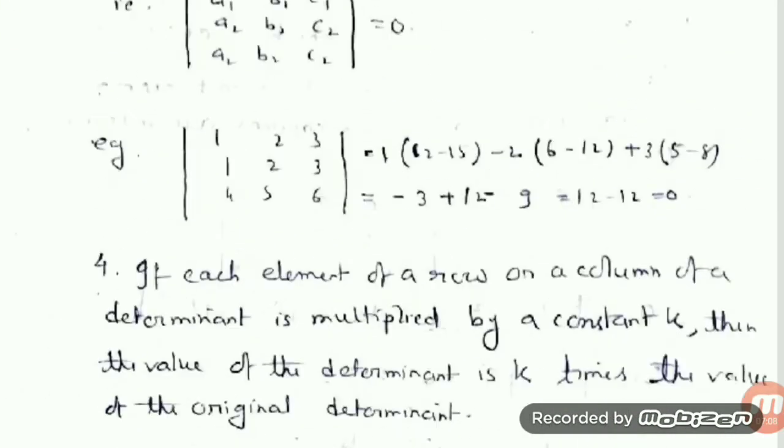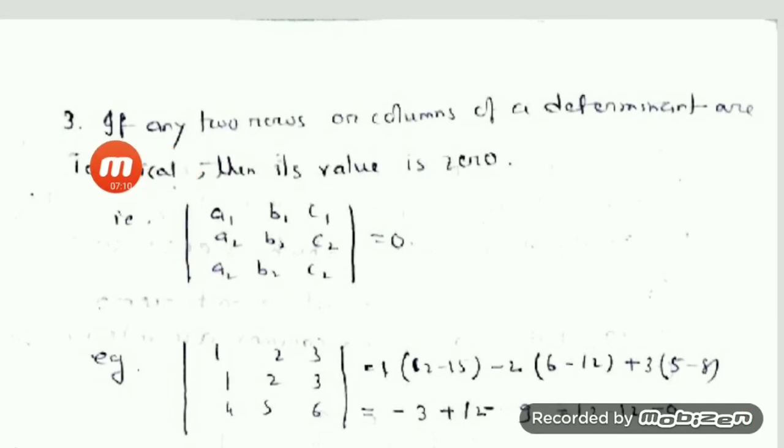Now let us go to the third property. Your third property is, if any 2 rows or columns of a determinant are identical, then its value is 0. Identical means same. Any 2 rows or any 2 columns are same, then without doing any calculation, directly we can write down the value of the determinant is equal to 0. That means like this. If you have suppose a1, b1, c1, a2, b2, c2, again this is also a2, b2, c2. You see row 2 and row 3 are same. So without doing any calculation, you can directly write down what? This value will be equal to 0.